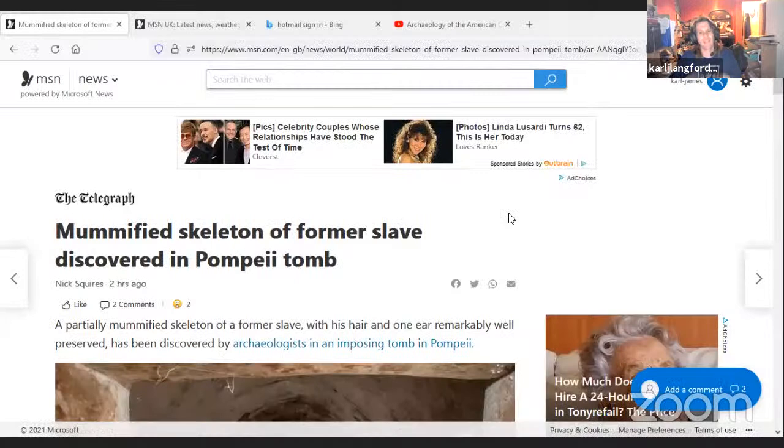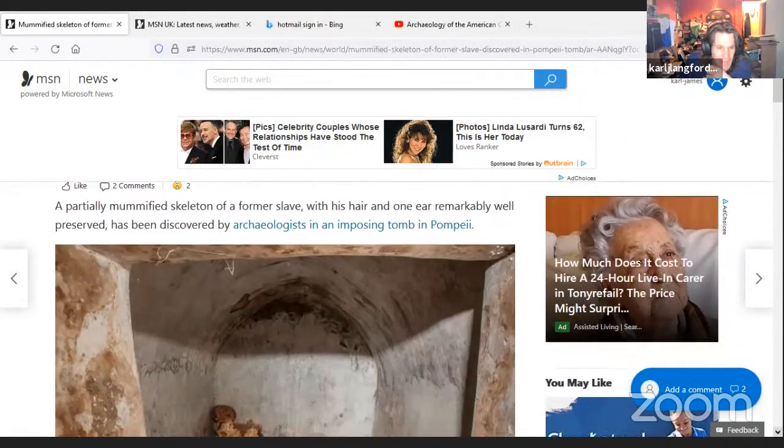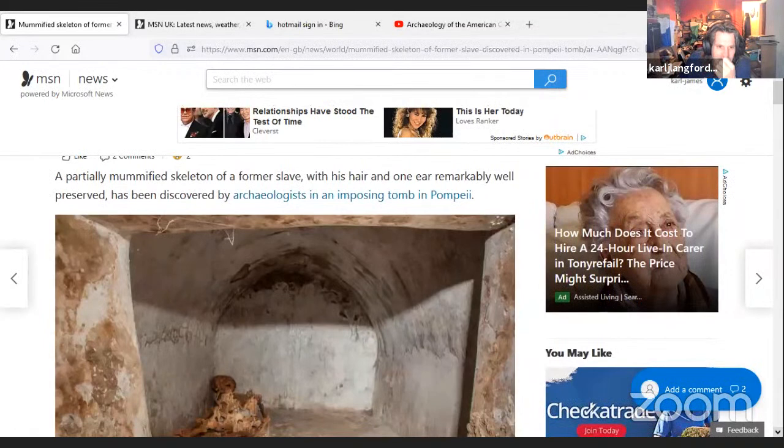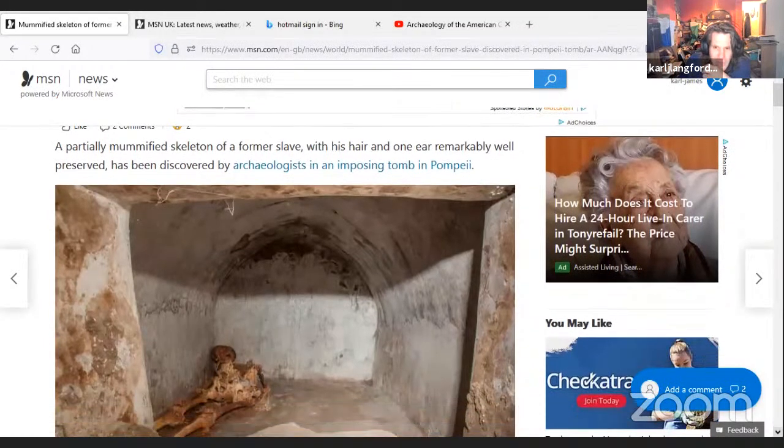Okay. So one thing I want to share with you: mummified skeleton of former slave discovered in Pompeii tomb. A partially mummified skeleton of a former slave with hair and one ear remarkably well preserved has been discovered by archaeologists in an imposing tomb in Pompeii.